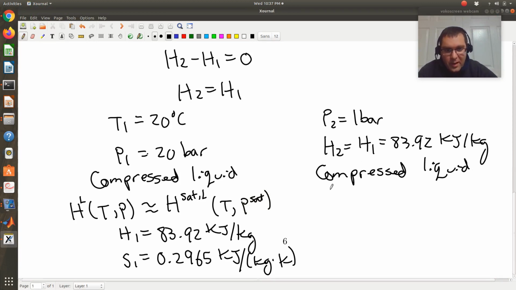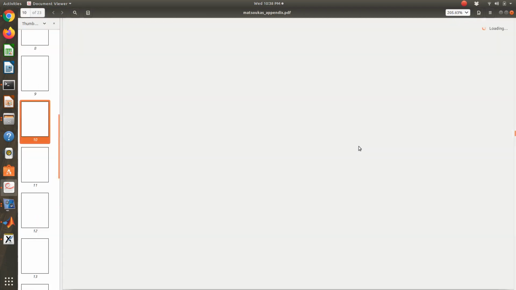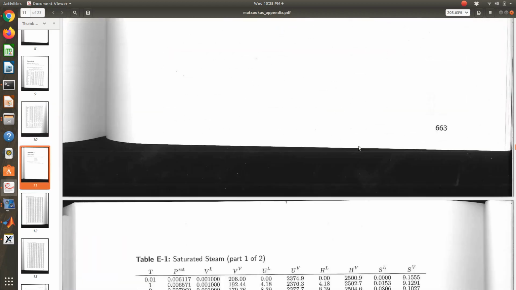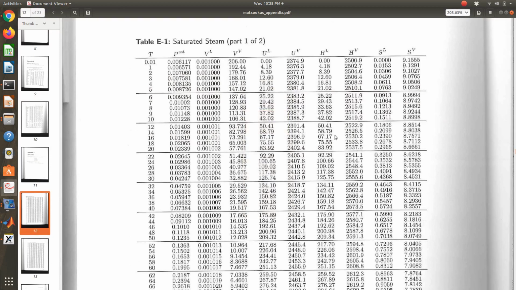And so again, we're going to have to make this assumption. If I use enthalpy as an example, essentially we're going to have a liquid and we're looking for the temperature for which the saturated liquid has this enthalpy, which we would take to be that of the compressed liquid. And so, if I go to my saturated steam tables, and I'm looking for this HL of 83.92, it's going to occur at 20 degrees C.